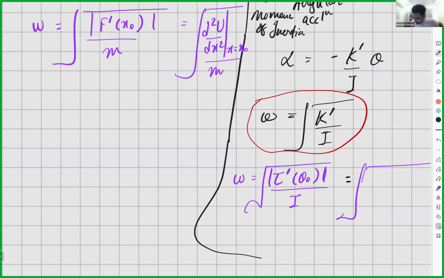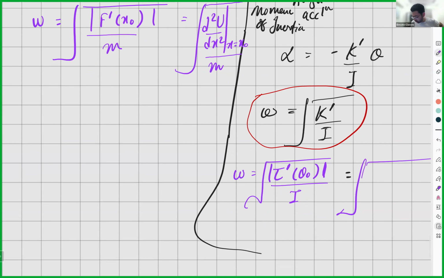And this can then be written as the double derivative of u with respect to theta at theta equal to theta naught, divided by I. For a simple pendulum, because the string is massless, the moment of inertia of such a system will be ml square, if the length is L.